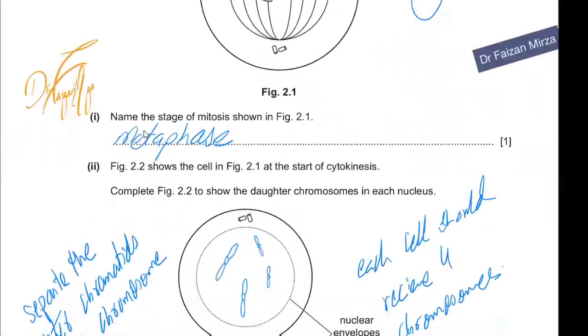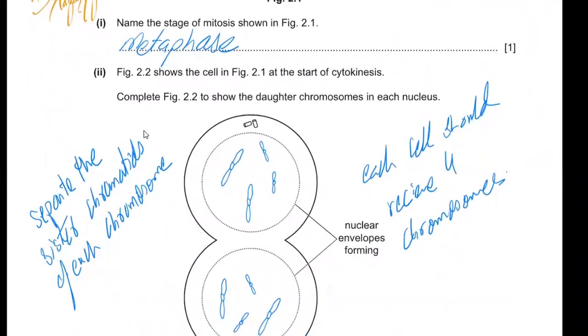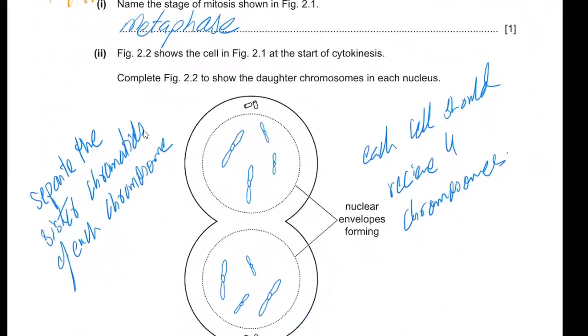Now they ask you, figure 2.2 shows the cell in figure 2.1 at the start of cytokinesis. Cytokinesis is not part of the mitotic cell cycle. It's the part of the cell cycle where anaphase and telophase end, and the cell starts to split. The organelles divide equally into two, and the cytoplasm starts to split as well. The cell membrane starts to form a furrow and invaginates until the cell membrane joins together and two separate cells are formed. Anyhow, I was just recalling this.